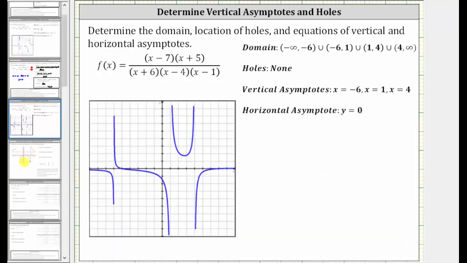Notice how we do have breaks at x equals negative 6 here, x equals 1 here, and x equals 4 here, verifying the domain. We also don't have any holes. And again, we do have vertical asymptotes at x equals negative 6, x equals 1, and x equals 4. And the horizontal asymptote is y equals 0.